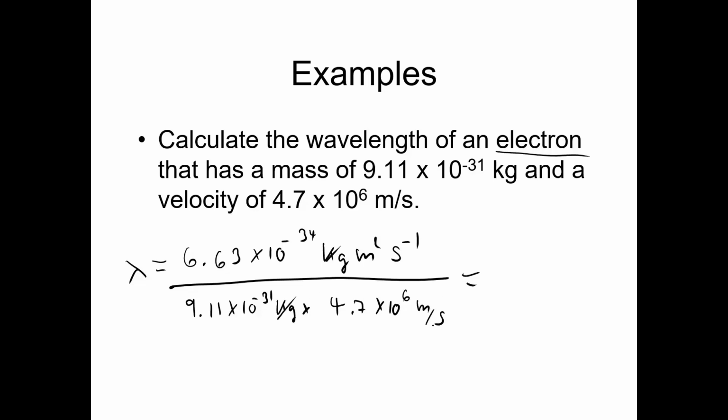Kilograms cancels, per seconds cancels, one of the meters cancels. Our units are going to be in meters. I get 1.55 times 10 to the negative 10 meters. So that's outside of the visible range.